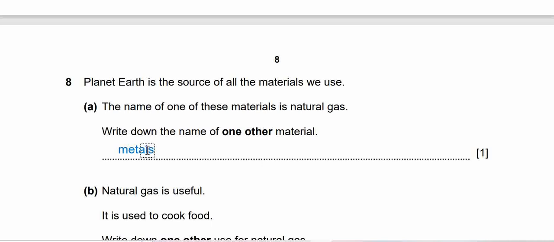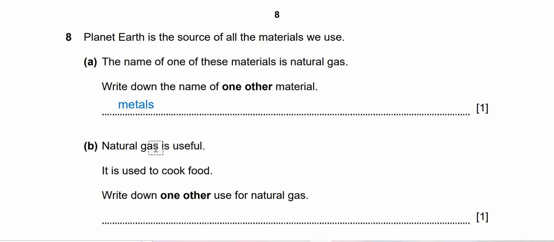Next we go to 8B. Here we go, question 8B. Natural gas is useful. It is used to cook food. Write down one other use of natural gas.